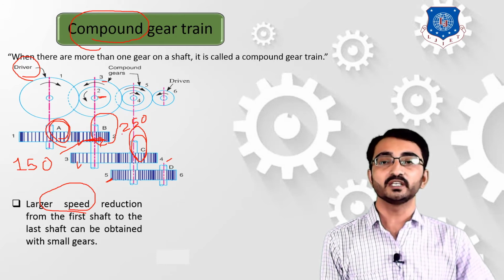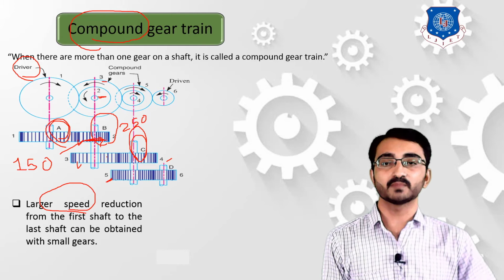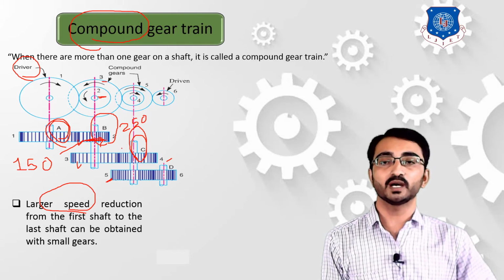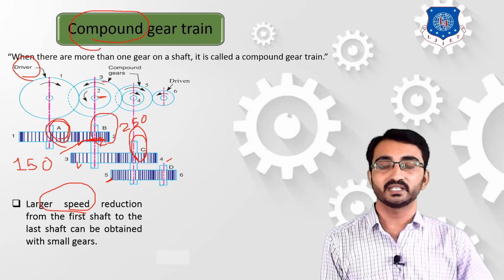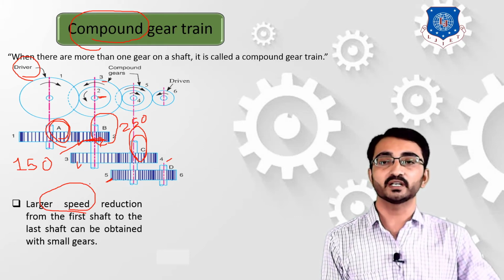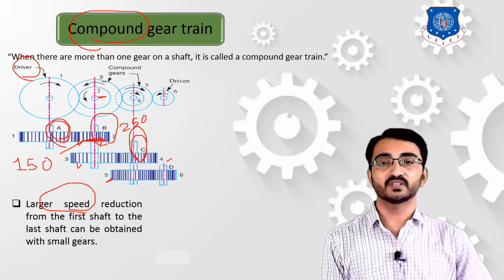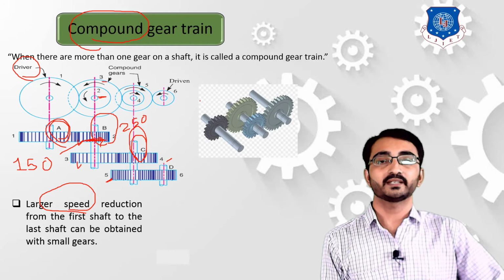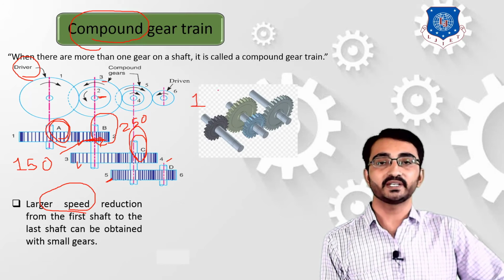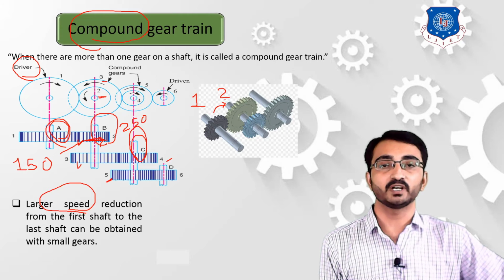But now if you want to increase or reduce the speed by a large amount, then over here again you have to attach one more gear, but in that case your space requirement will be high. So with the help of compound gears you can achieve large speed reduction ratios. You can refer to this diagram over here, where shaft number 1 is transmitting to shaft number 2. So you can reduce the speed from shaft 1 to shaft 2.